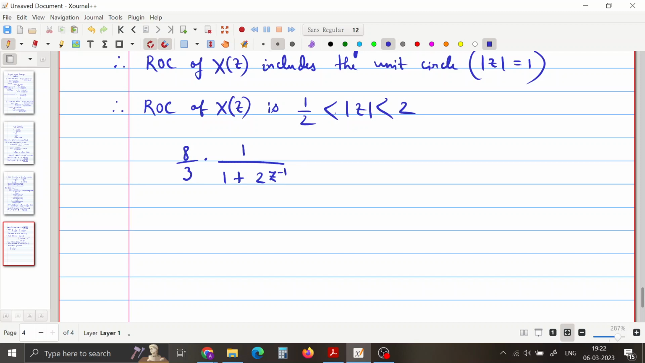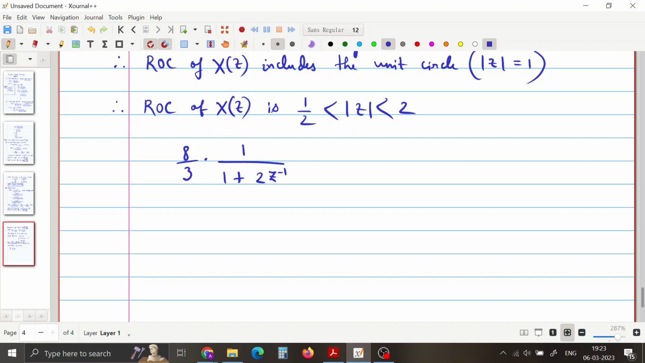So given this ROC that we just deduced, mod z lying between half and 2, mod z is less than half for this term that we are dealing with here, 8 by 3 times 1 by 1 plus 2 z inverse. It has a pole at z equals minus 2, which is mod z equals 2, and the ROC is mod z less than 2. The ROC is interior of this pole, so definitely its corresponding time domain sequence will be an anti-causal sequence, right?